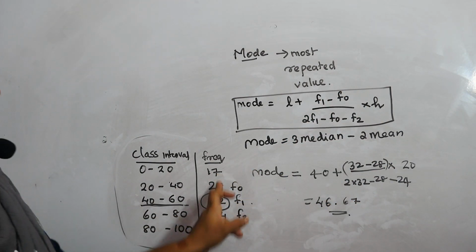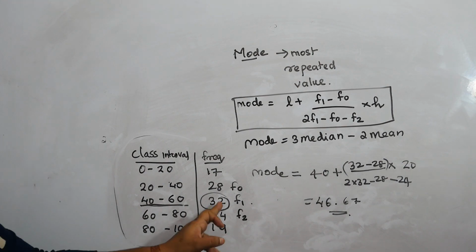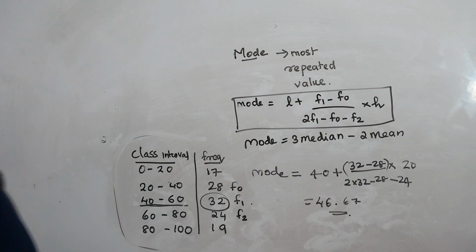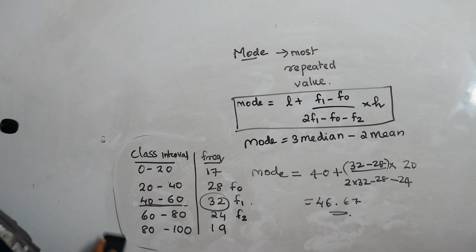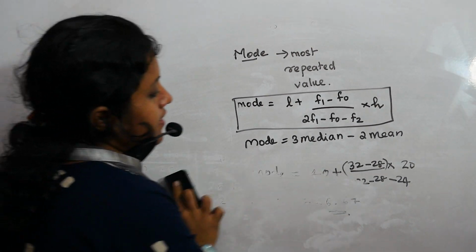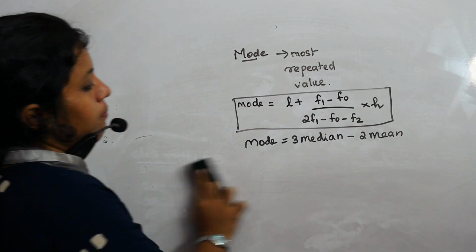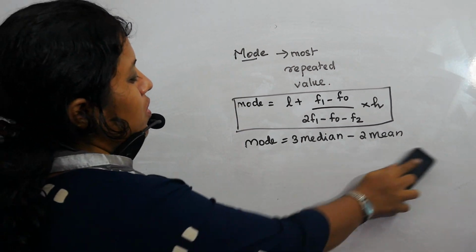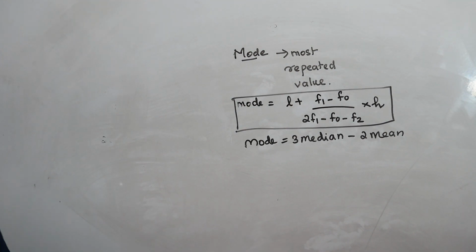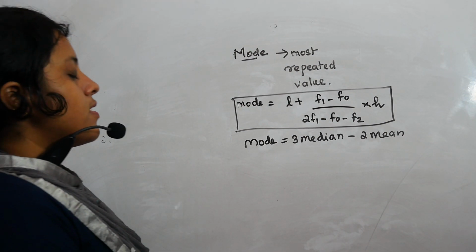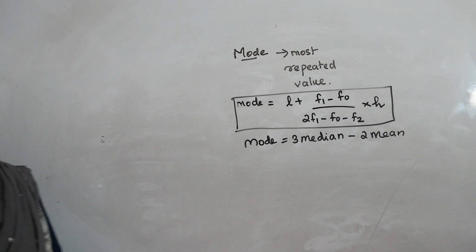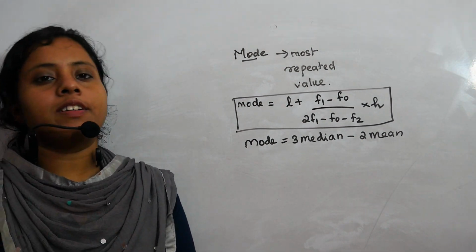F0, F1, F2. Don't get confused here, it's very simple. Just substitute. That's how you will find the mode. Next, what is the relation between mode, mean and median? You also need to learn that by heart, because very simple questions are asked based on this formula. Mode is equal to 3 median minus 2 mean. Now we'll see some of the previous year questions.